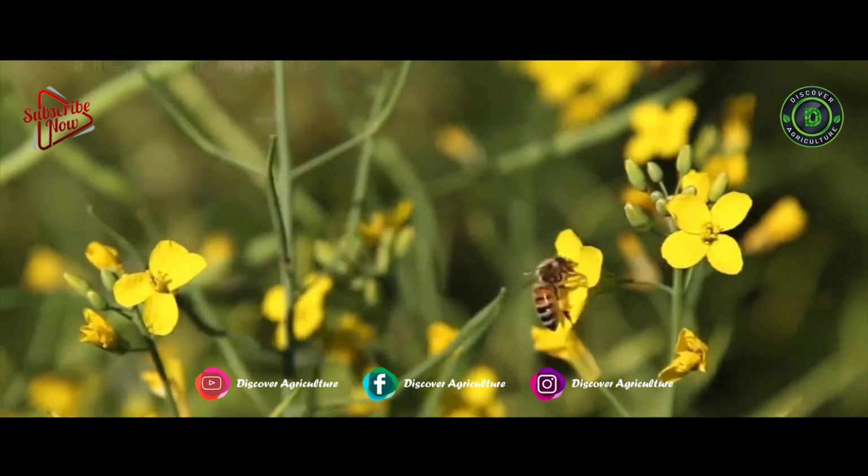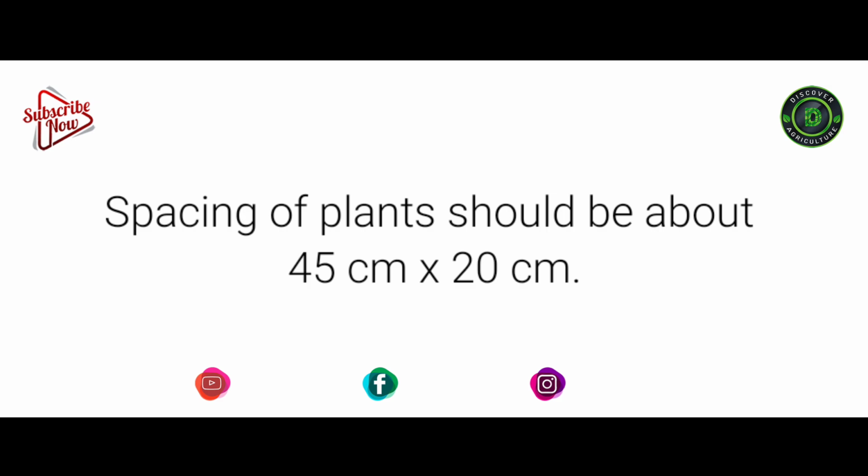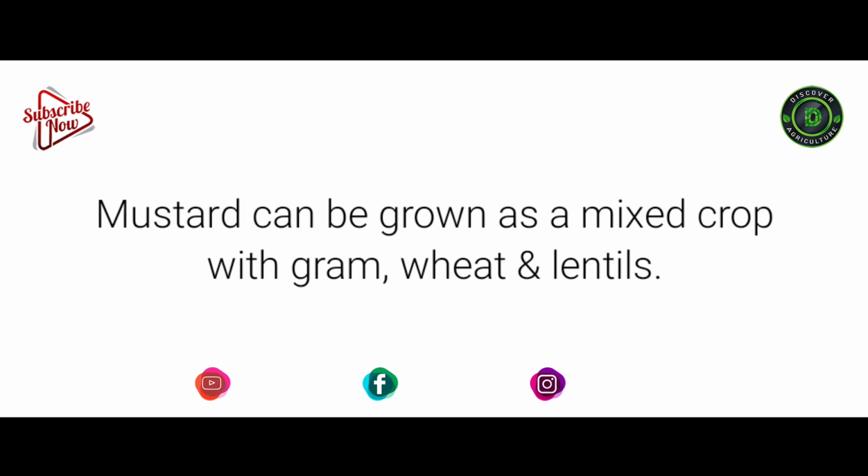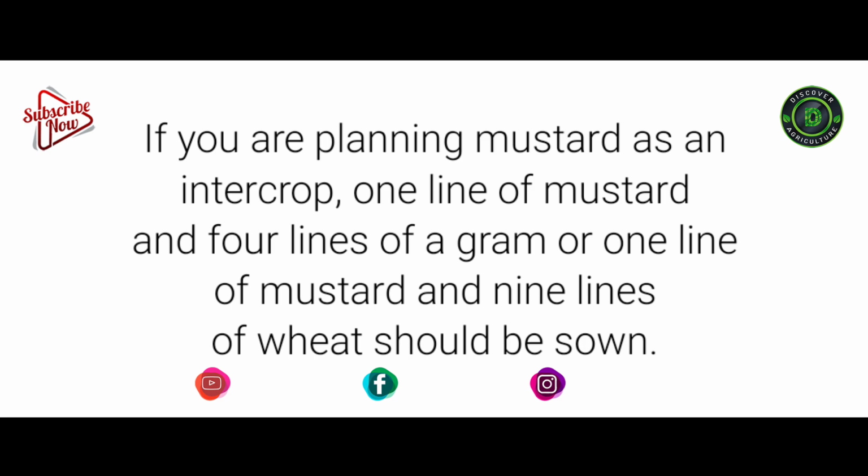Spacing in mustard farming. The spacing of plants should be about 45 cm by 20 cm. Mustard is a mixed crop. Mustard can be grown as a mixed crop with gram, wheat and lentils. If you are planning mustard as an intercrop, one line of mustard and 4 lines of gram or one line of mustard and 9 lines of wheat should be sown.